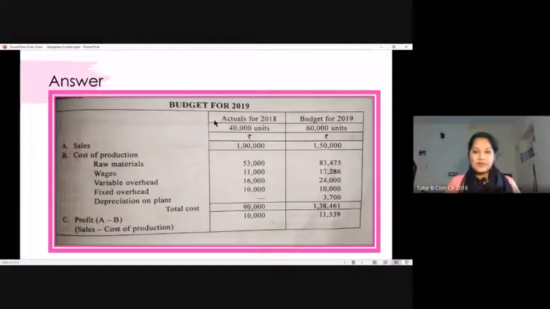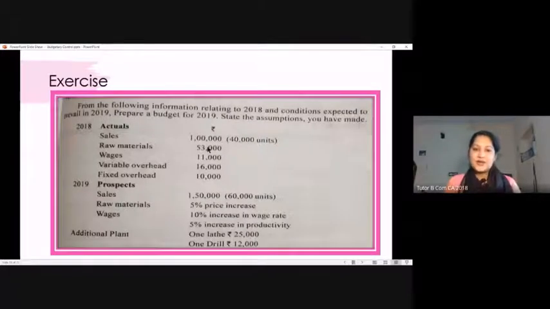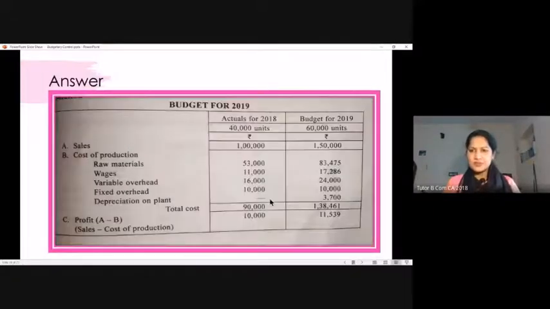See, this is how it happens. You have sales. We know that in 2018 it was 40,000 units. Now in 2019 you expect 60,000 units. The sales revenue for 40,000 is 1 lakh. The sales revenue for 60,000 units is 1 lakh 50,000. This is given in the question, so we are just carrying it to our answer.